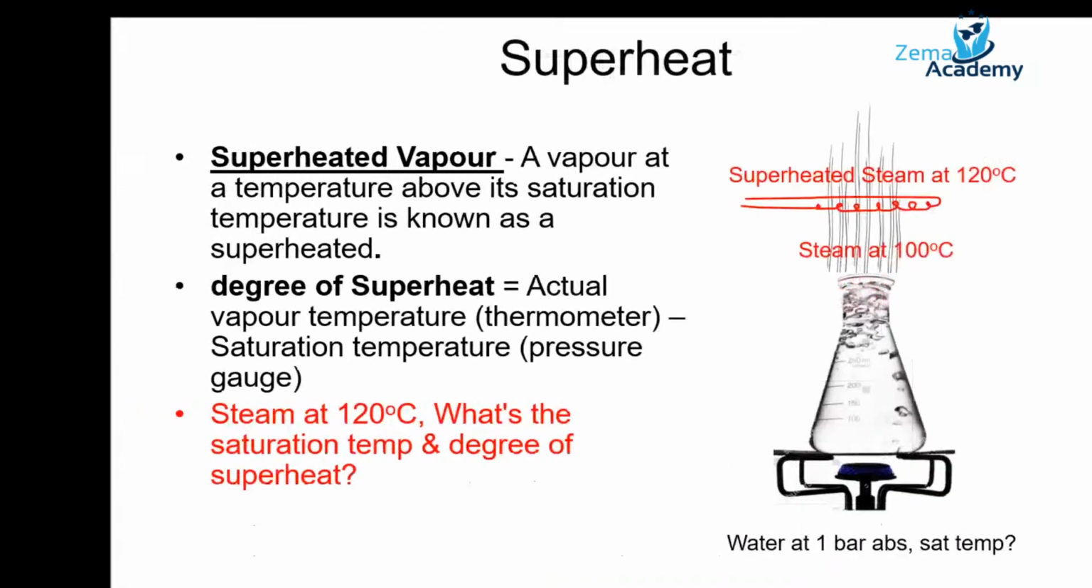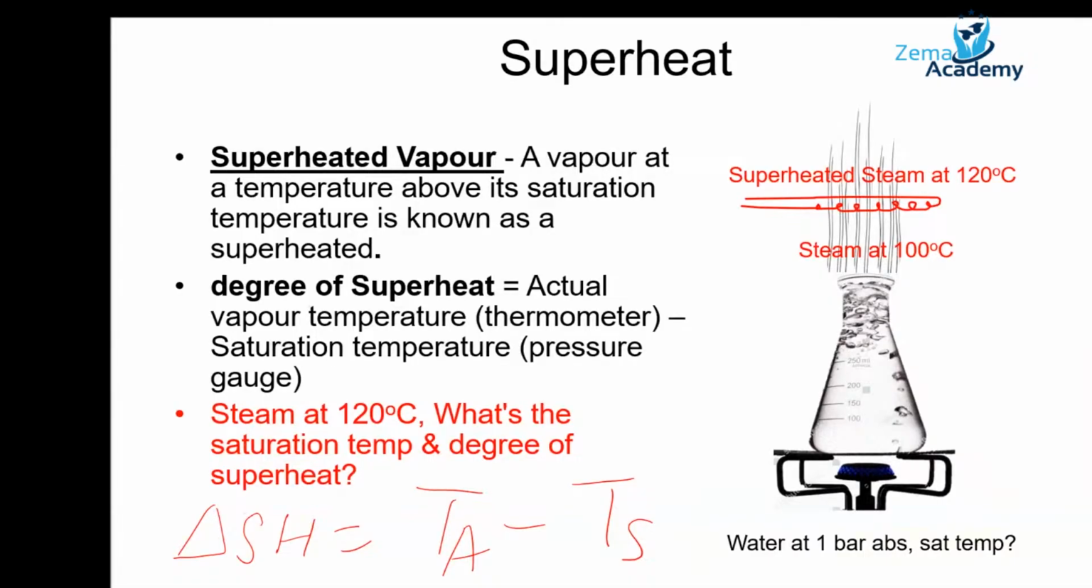Other terms that we will come across is the superheated vapor. Superheated vapor refers to a temperature above the saturation temperature. And we can actually calculate our degree of superheat: degree of superheat is equal to actual temperature minus Tsat. One example that I just gave you here is water boiling.